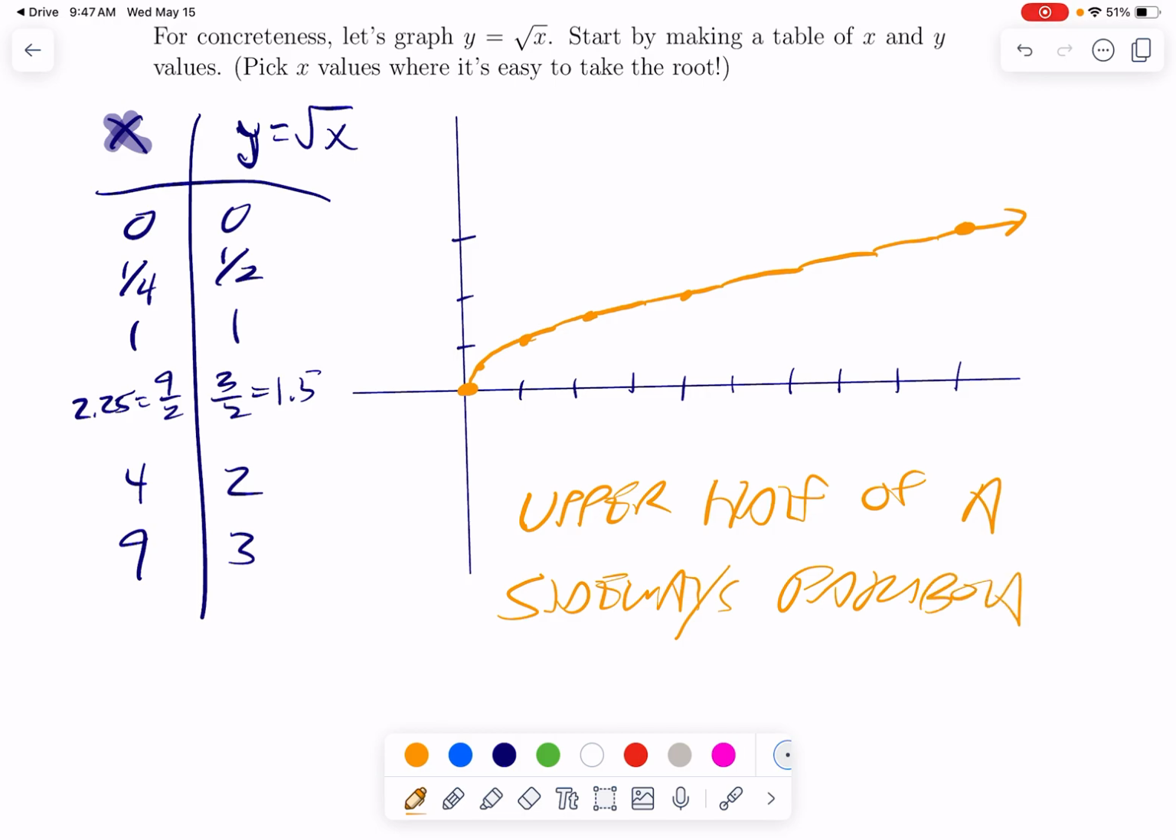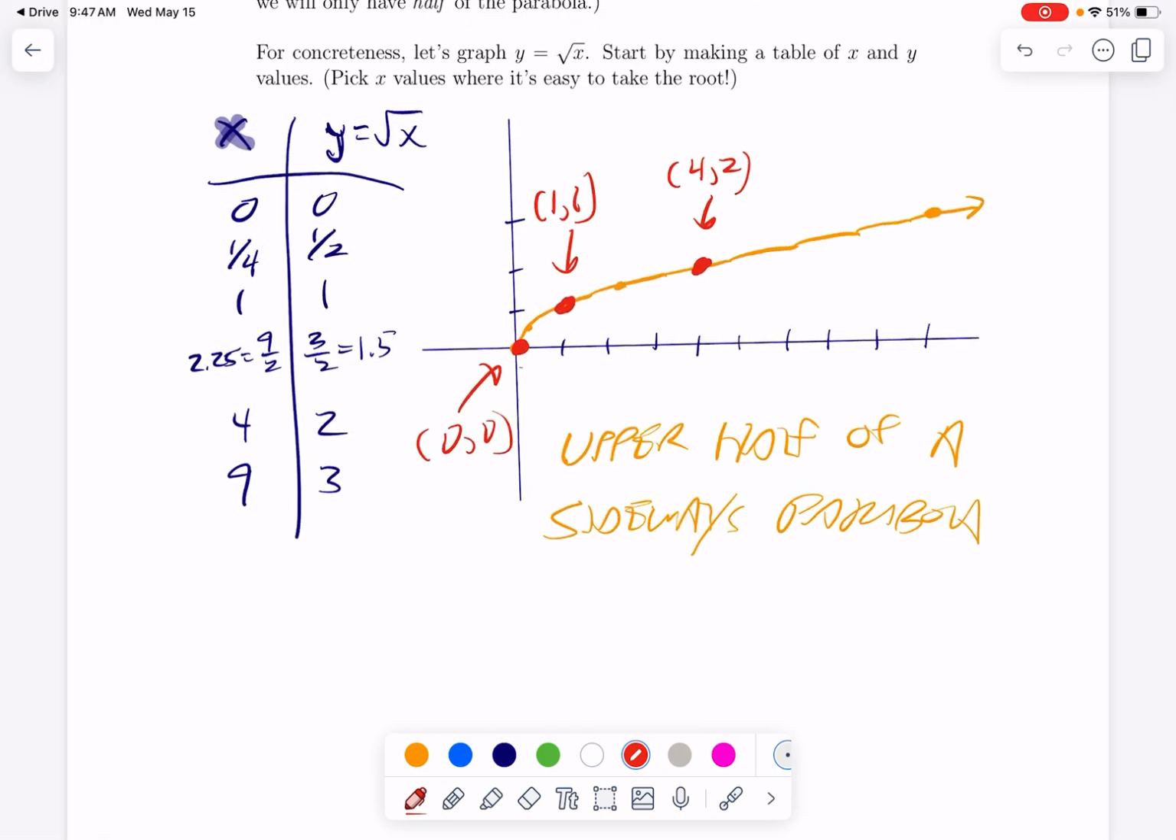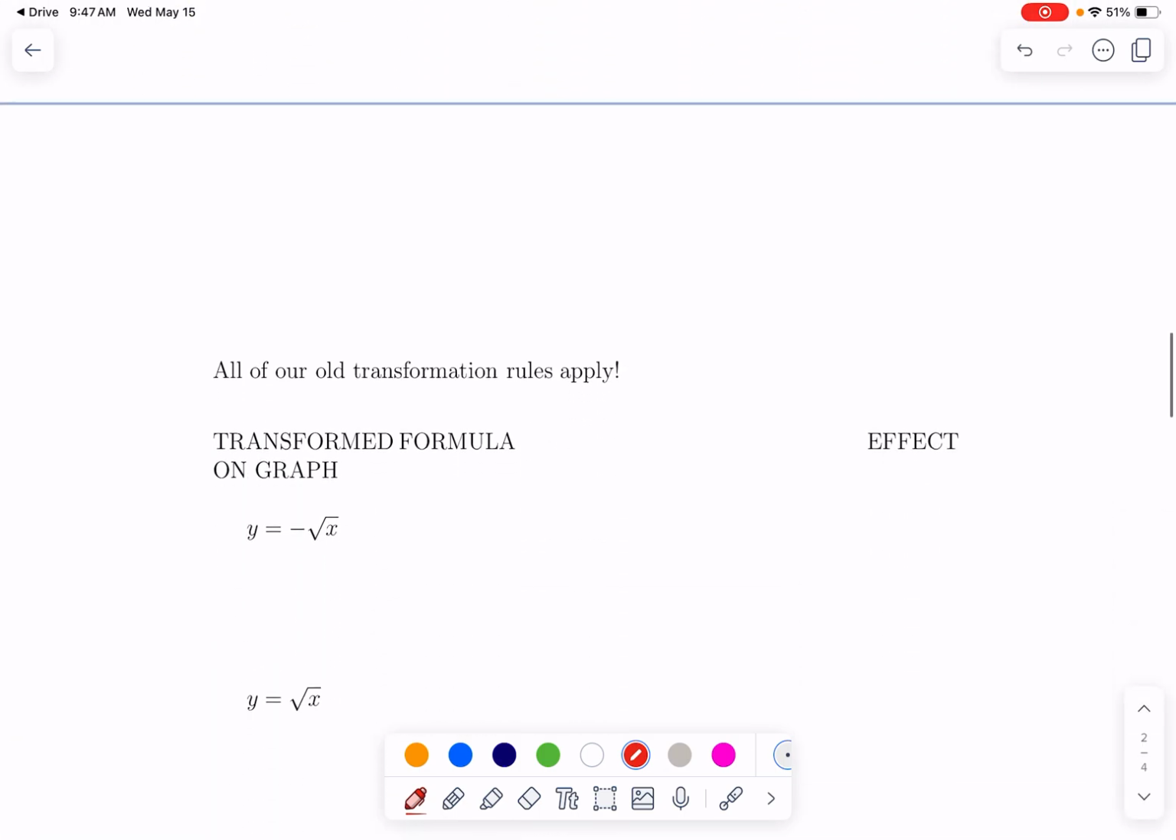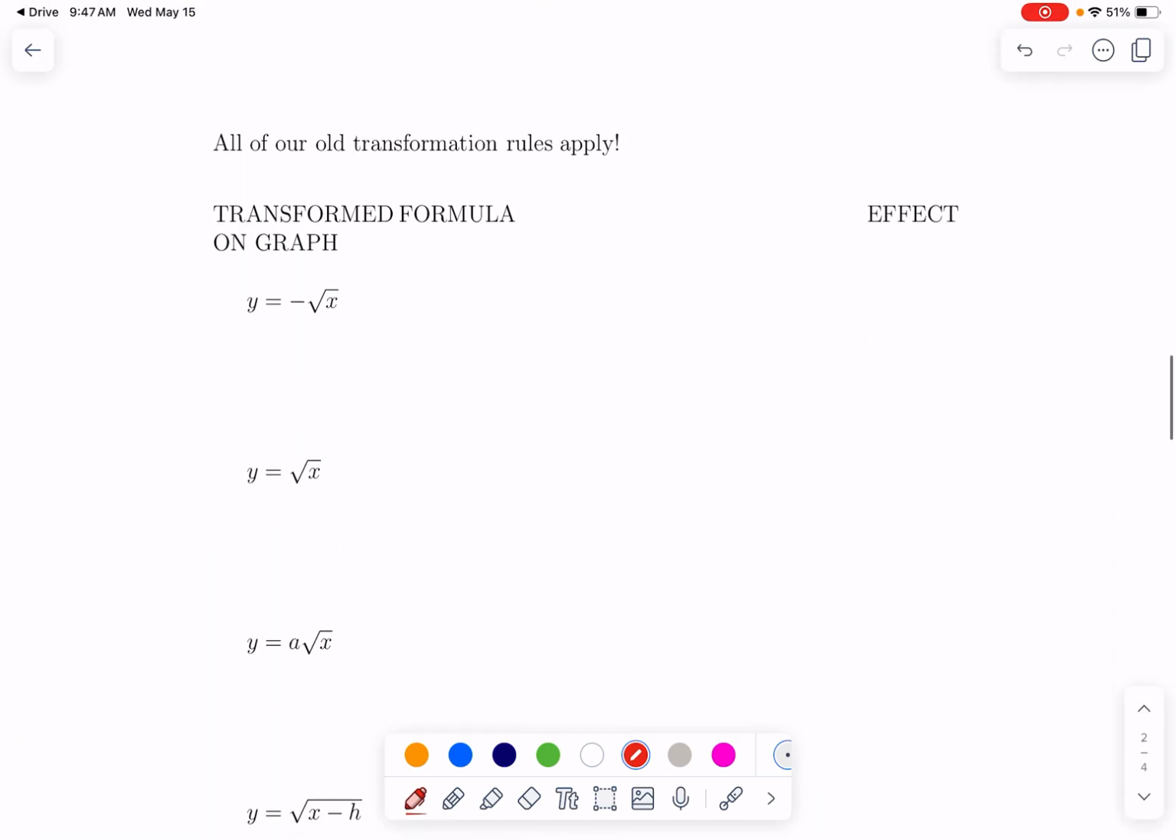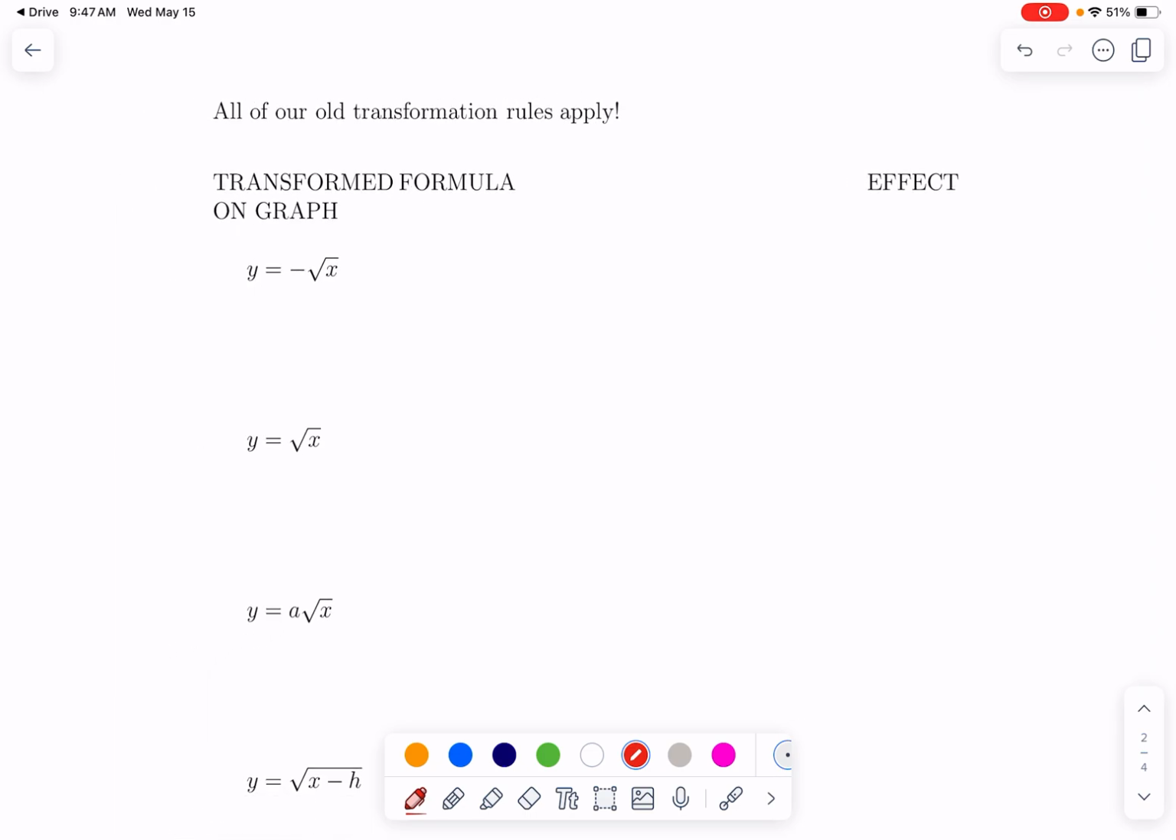So if you remember that fact, and you remember the absolute 3 easiest points, just the 3 easy small numbers that you can take the square root of, if you remember those 3 points and that the general shape is a sideways parabola, you'll be fine. It doesn't have to be perfect. And we'll just remind ourselves that all of the normal transformation rules apply.